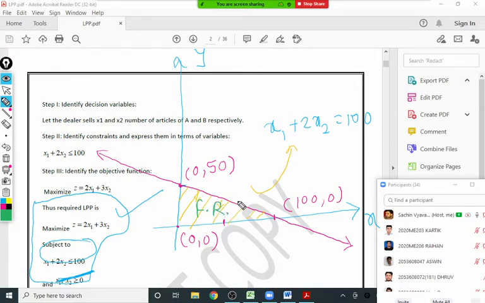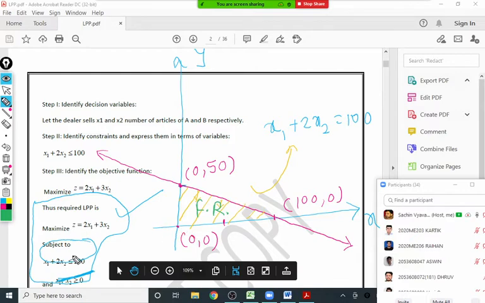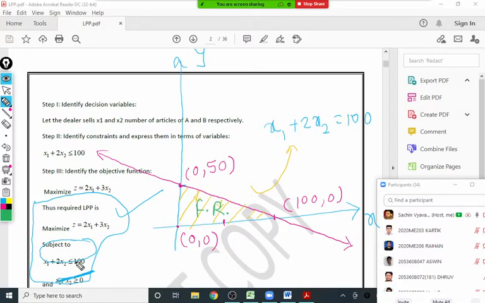So take any point, say 0, 0. 0, 0 is also one of the possible solutions of this LPP. But is it the best solution, that the seller should not purchase anything and should not sell anything? He will get 0 rupees. So yes, it is possible, but he will not get any profit there. So definitely he should sell something or purchase something, then only he will get some profit. And we have to find out the best solution there.